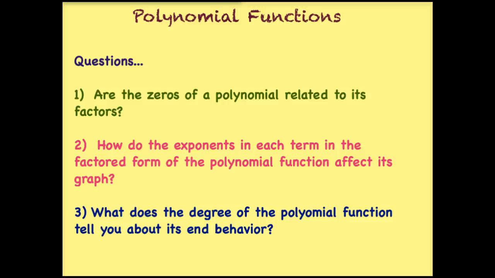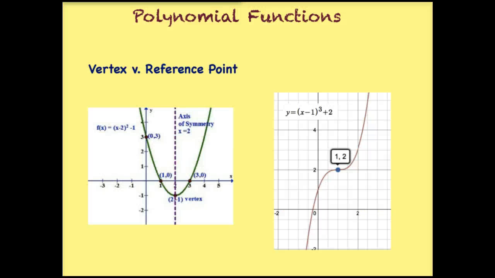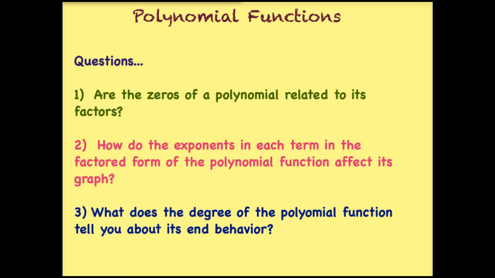And then number 3, what does the degree of the polynomial function tell you about its end behavior? Well, let's think about it. We've already looked at that. We know that if the degree is even, the graph will look more like a quadratic or a bowl. Our end behaviors will be the same, either both going up or both going down. If it's odd, our end behavior is opposite, so one side goes one way, the other side goes the other way. We know that from previous lessons.